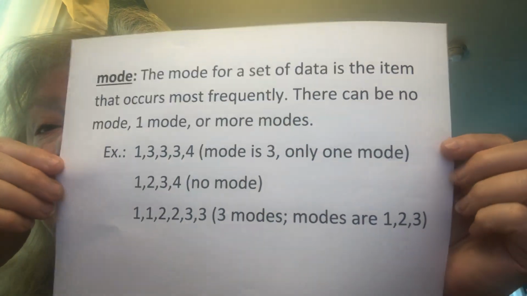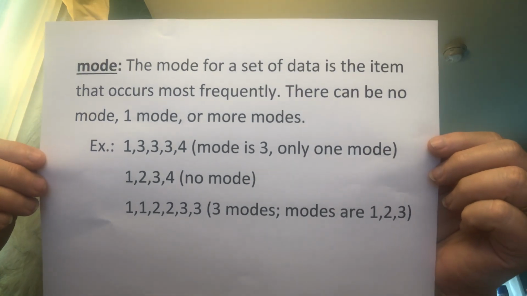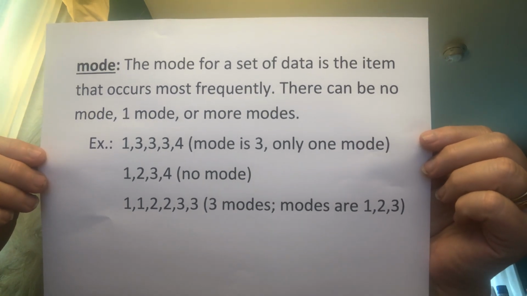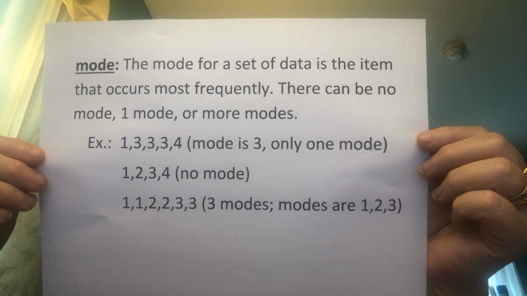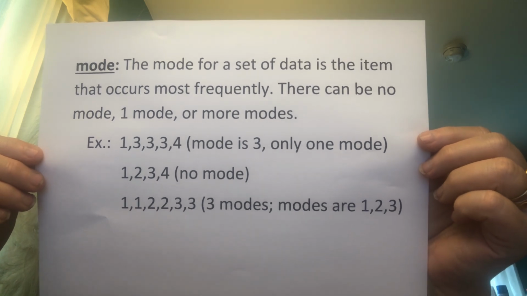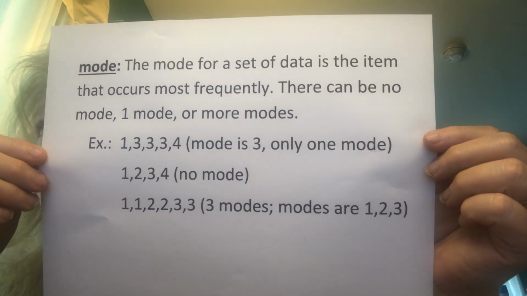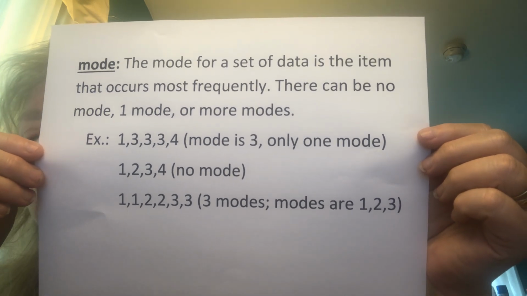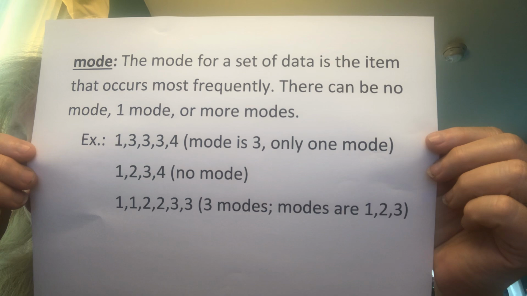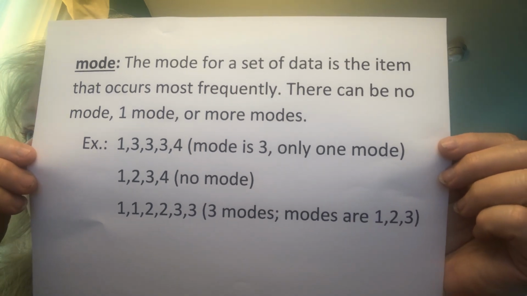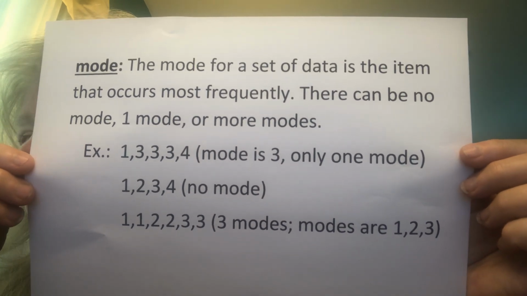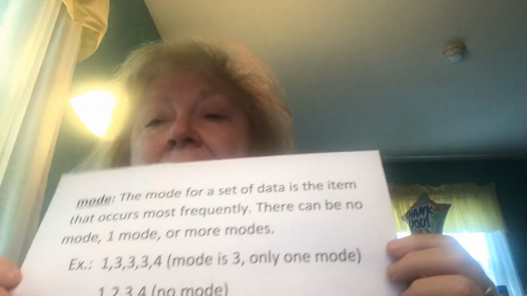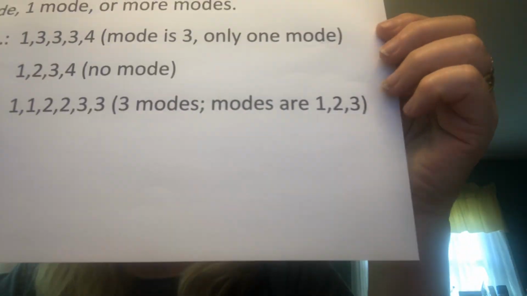So this should be somewhere already in your notebook. Mode. The mode for a set of data is the item that occurs most frequently. Now, you can have one mode, which a lot of times you will have. You could have two modes or three modes, or you might not have any mode at all. So how would that happen? Well, look at the examples I have here.